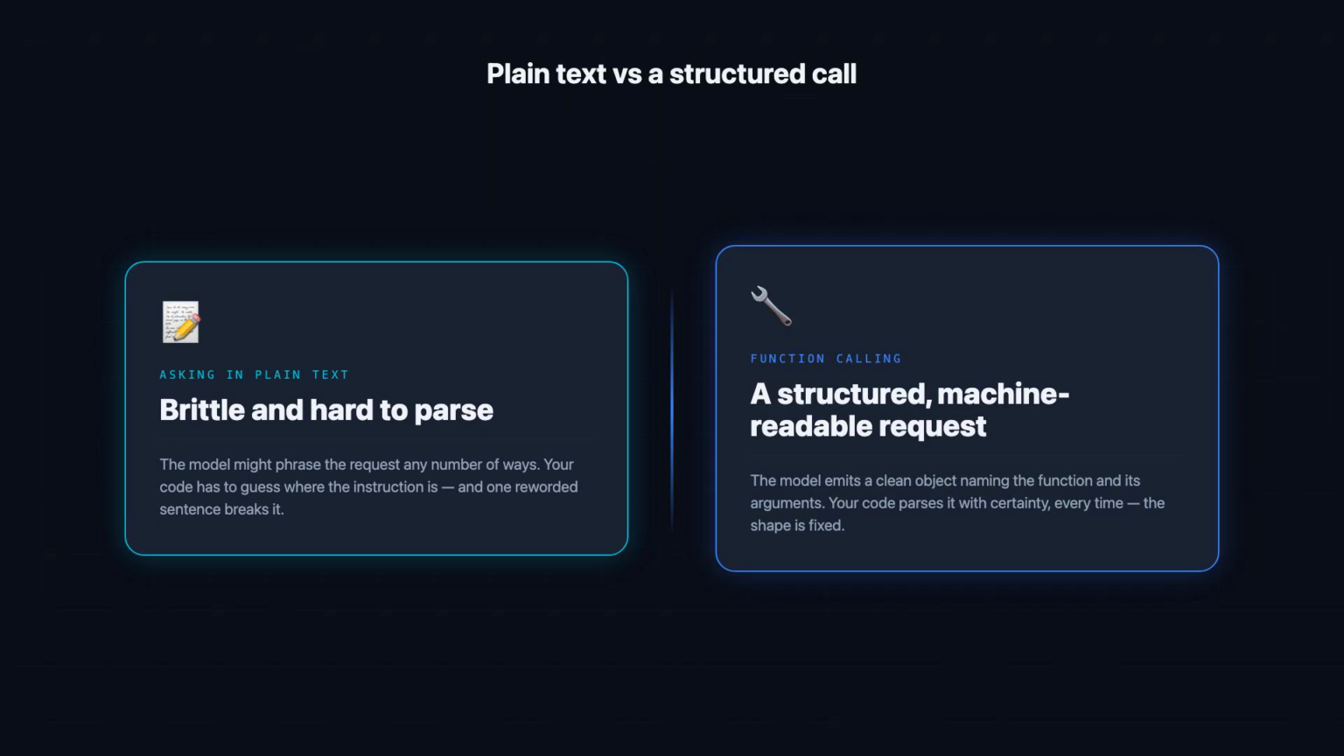Instead of prose, the model emits a clean, machine-readable object naming the function and its arguments. Your code parses it with certainty every time because the shape is fixed and predictable. No fragile text scraping, no hoping the phrasing stays consistent.